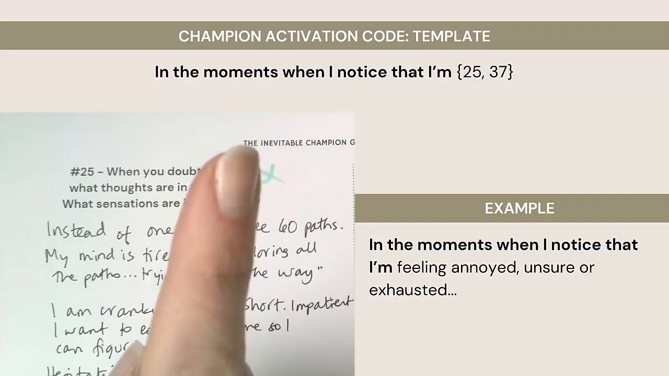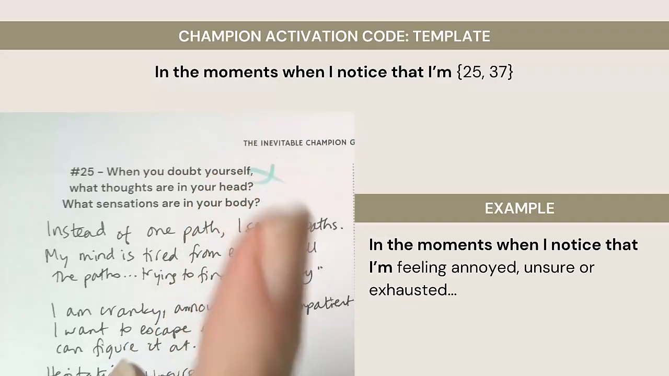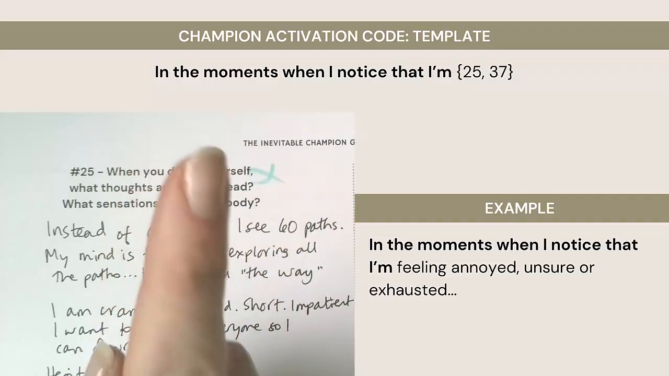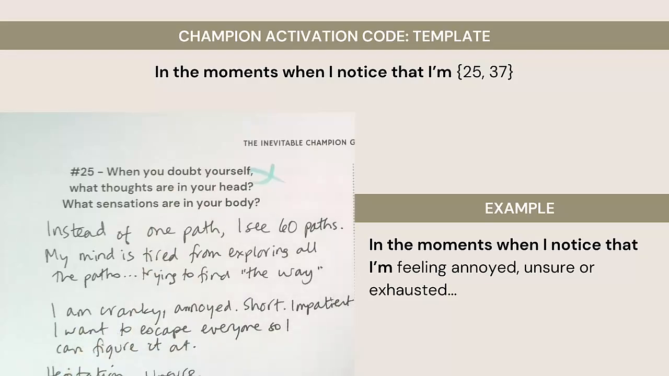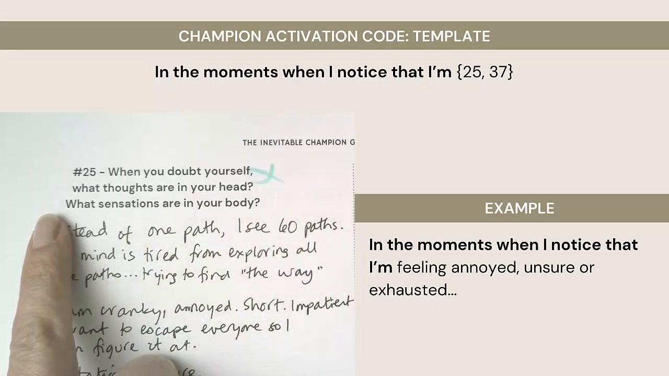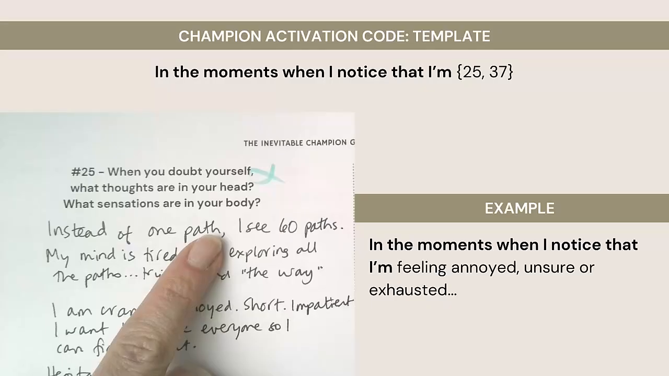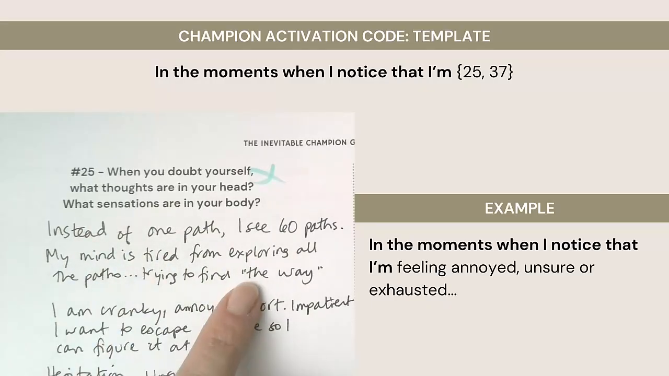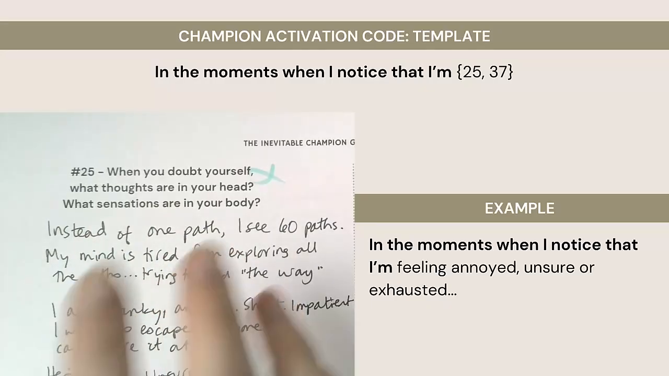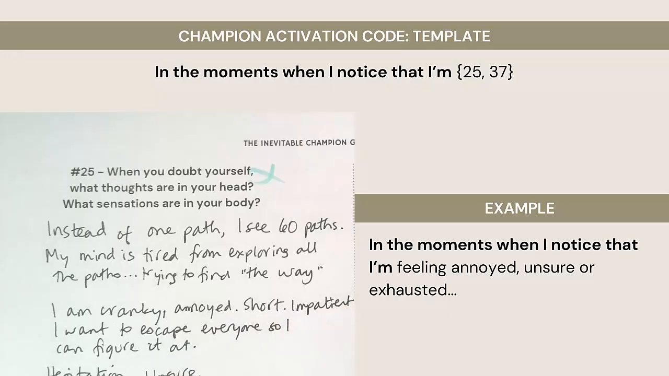Our next sentence is, in the moments when I notice that I'm. And now we're pulling sensations and thoughts and feelings from number 25 and 37. When you doubt yourself, what thoughts are in your head? What sensations are in your body? These are really important, whatever you wrote here, because that's your reaction. No coach can tell you what that is. No one outside you can tell you that. You're the only one that is really aware of what those thoughts or sensations are.